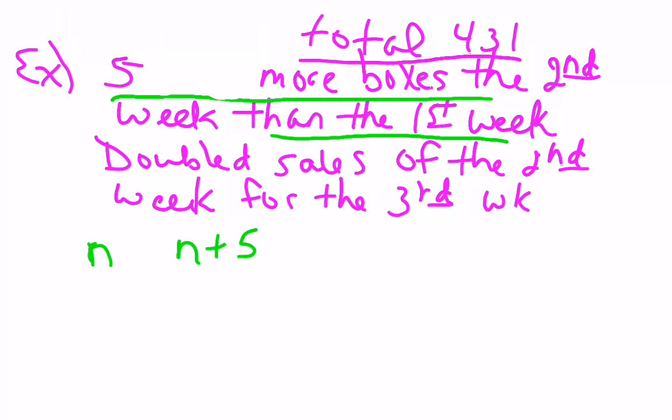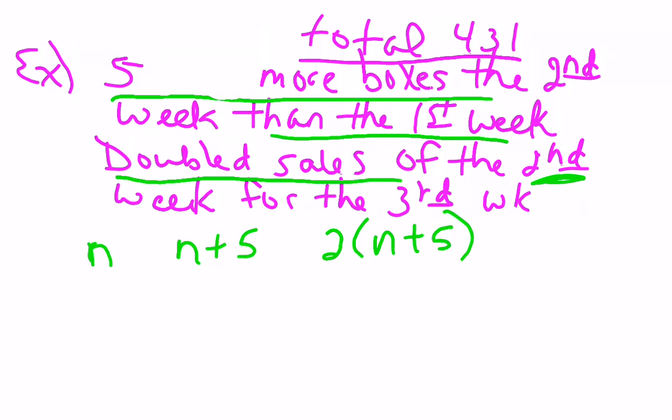Okay, and now the third week. They doubled the sales of the second week for the third week. So the second week they sold N plus 5. So if I want to double that, that means I'm multiplying it by 2. So that's our third week. Okay, now they sold a total of 431. So if they sold a total, that means we're adding them up and setting it equal to 431.